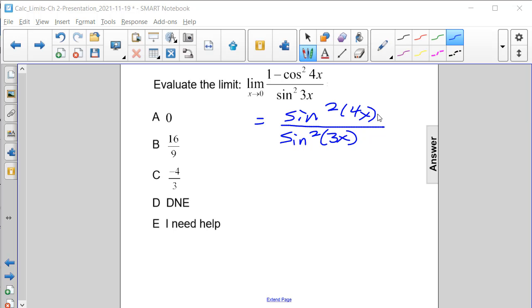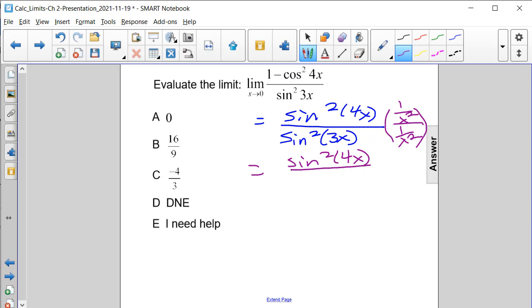The next thing that we're going to do is multiply both the top and bottom by 1 over x squared. And the reason that we're doing that is we're trying to get the format sine of whatever x over x. And because sine is squared, we have to make the x squared in the denominator also be the same. So that will make our expression become sine squared of 4x divided by x squared all over sine squared of 3x divided by x squared.